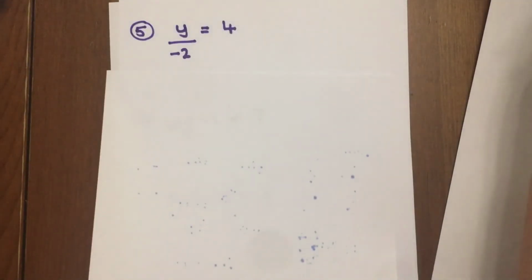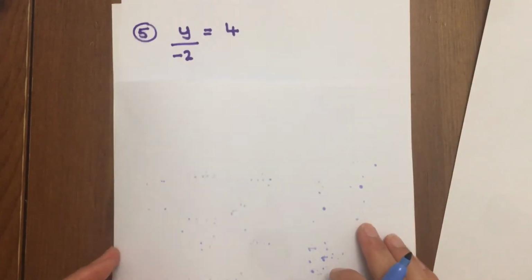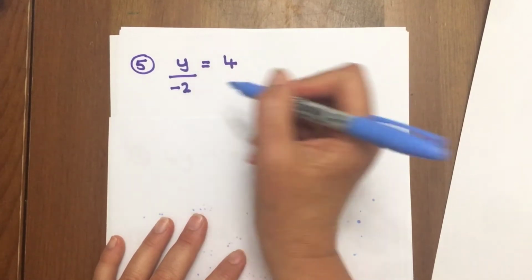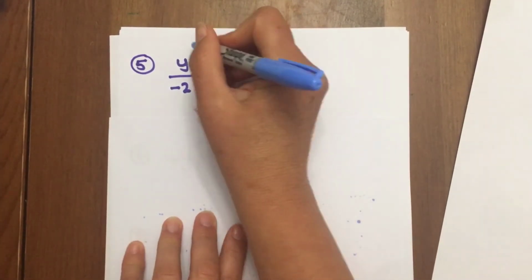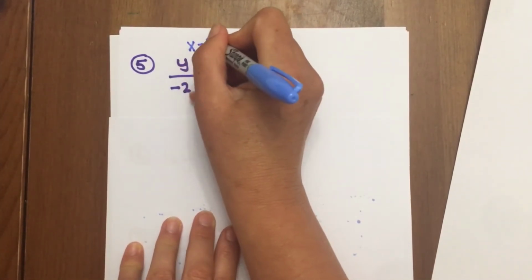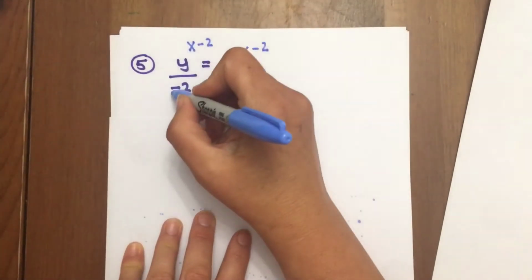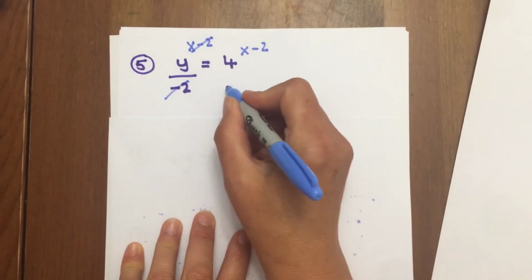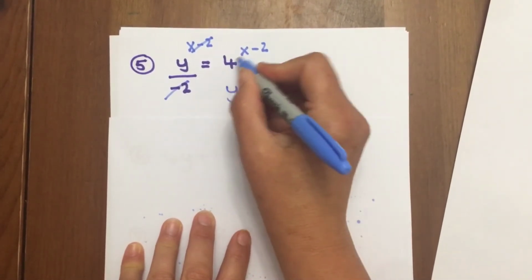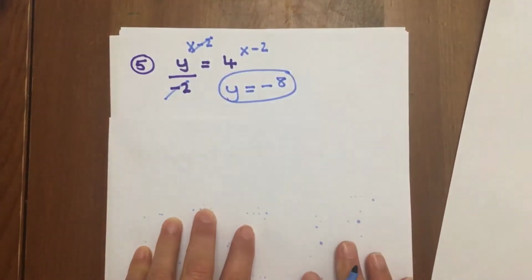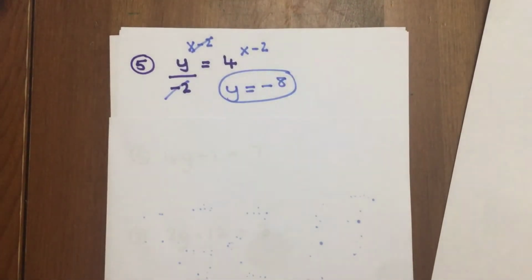Okay, here, next one. What's the opposite of dividing by -2? Well, the opposite of dividing is to times. So we times both sides by -2. These will cancel. So y is 4 lots of -2, -8. Okay, I'm just going to swap colour of pens just to make sure you can see this.